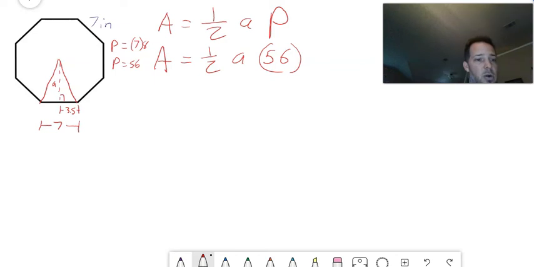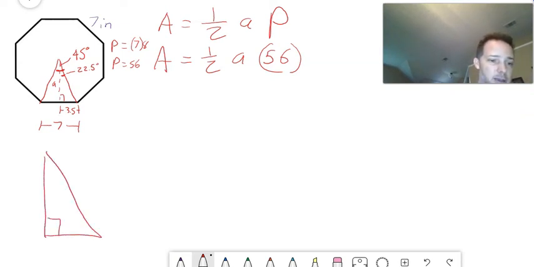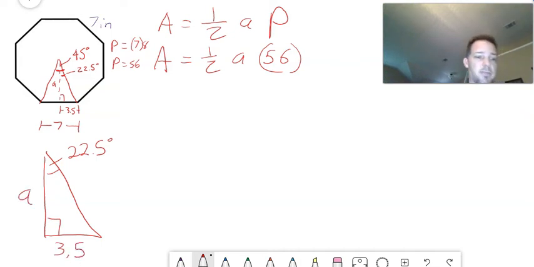I also need to know this angle up here. So if there are 8 of these isosceles triangles, 360 divided by 8 tells me each one of these central angles would be 45 degrees. And then if I cut that in half for the right triangles, each one of those angles is going to be 22.5 degrees. So that means if I was to draw just that right triangle a little bit bigger so I can see the pieces, I get this angle here is 22.5 degrees. This side is 3.5, and I'm solving for the apothem here.